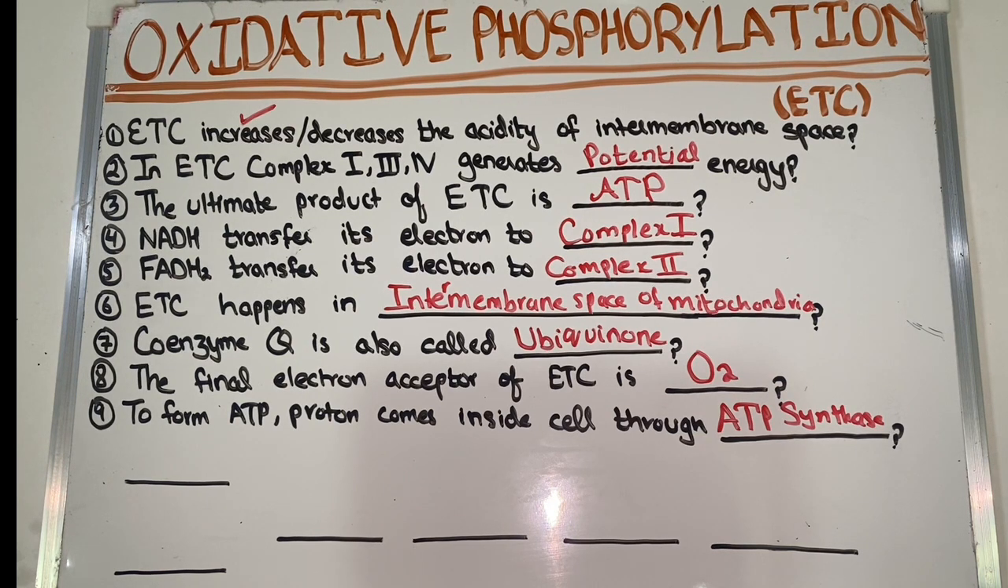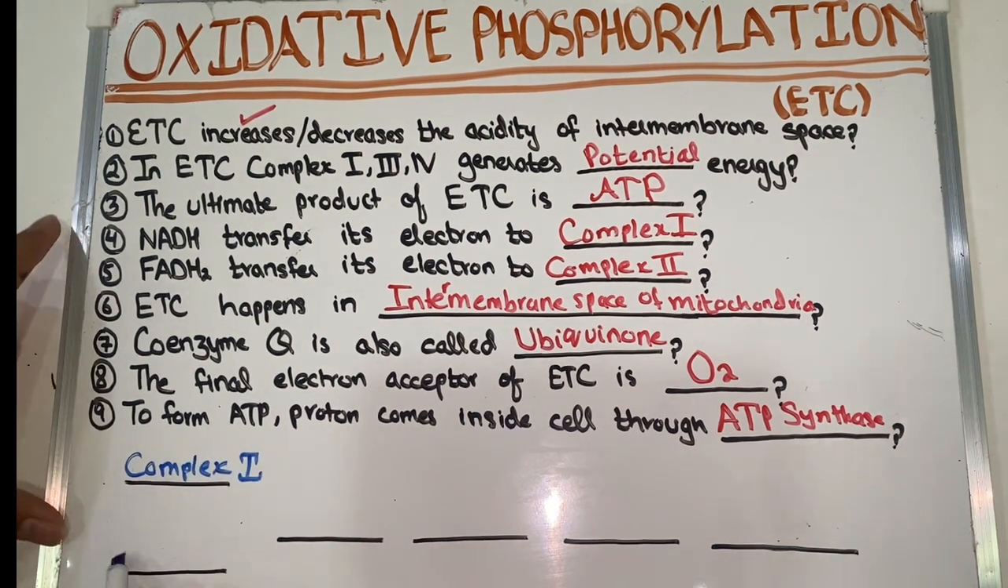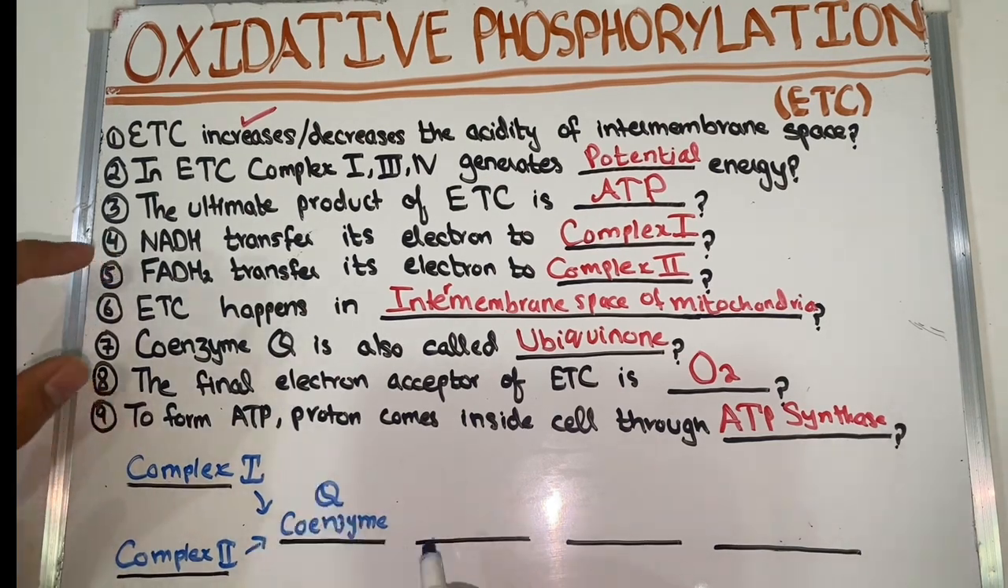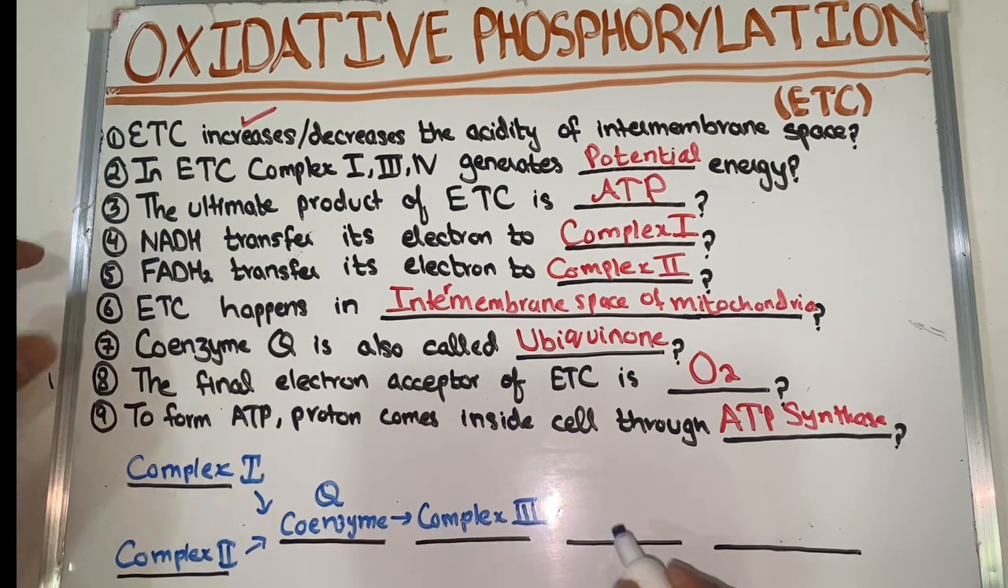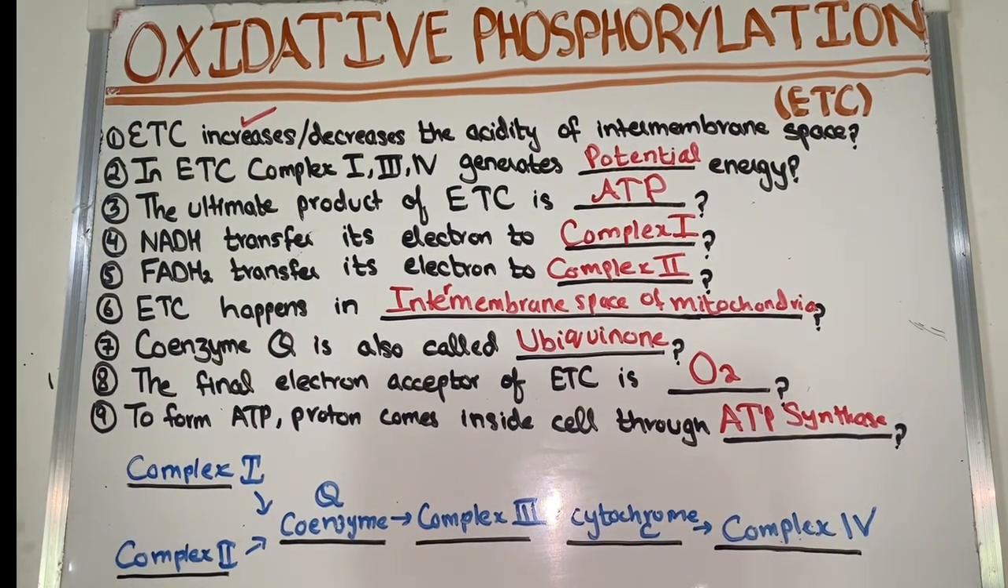Let's go on to the pathway of electron transport chain. So firstly, there are two complexes, complex 1 and complex 2, which transfer electrons from NADH and FADH2 to coenzyme Q, which is also called ubiquinone, which gives electrons to complex 3. Complex 3 gives electrons to cytochrome C, which gives to complex 4, which is the last step of electron transport chain, and phosphorylation starts by the ATP synthase.